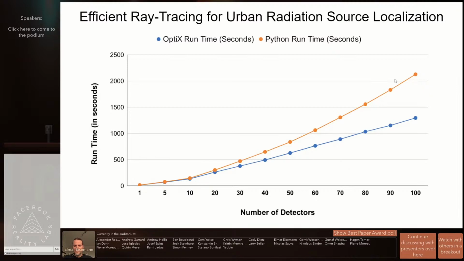We use NVIDIA Optics ray tracing engine to efficiently compute the intersections and demonstrate that it is as much as 1.6 times faster than alternative implementations.